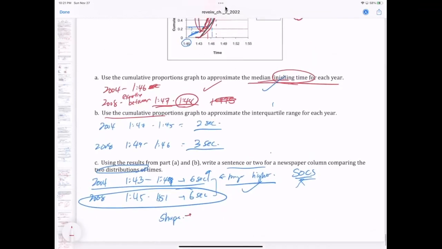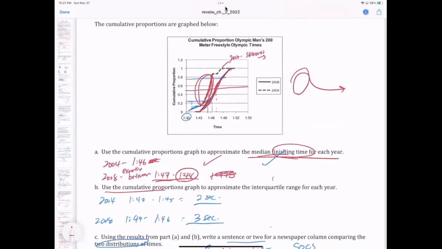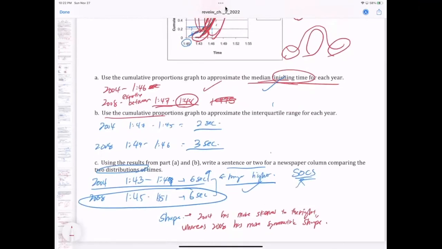For shape, you can say 2004 is more skewed to the right, whereas 2008 has a more symmetric shape. Because a vast majority of the data kind of increases in that little curve right there. A lot of the data happens in the middle. And then it slowly starts to level off as you go from left to right, from the ends. So therefore, for 2008, it should be much more of a roughly symmetrical shape.